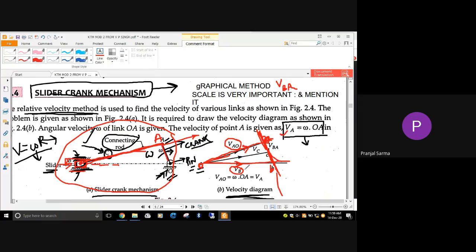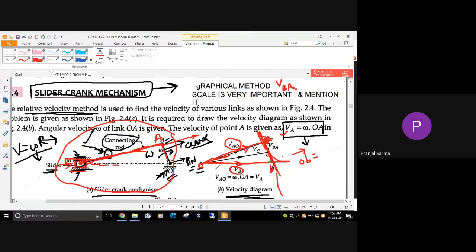So if this is b, this vector ob will represent small ob. It is representing absolute velocity or relative velocity for B. Who will tell me? O is the fixed point.